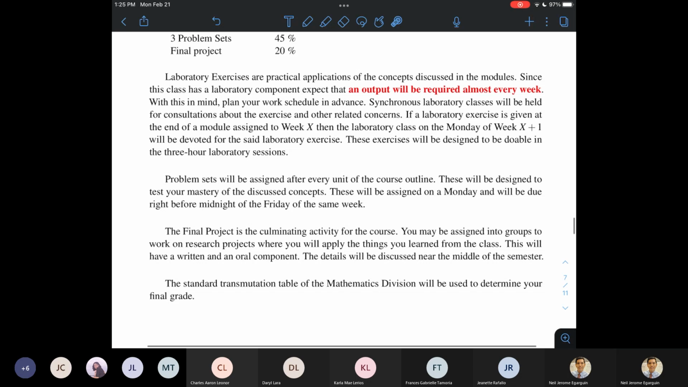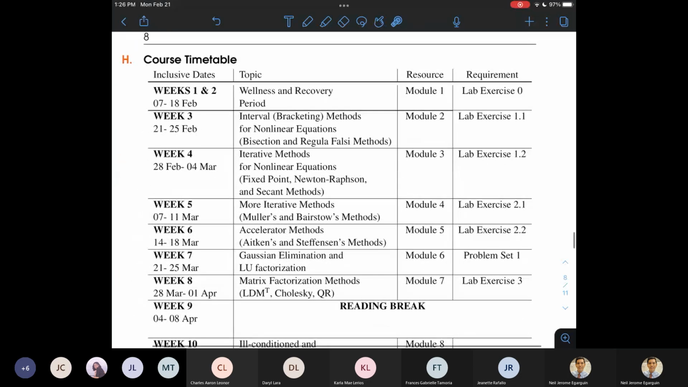What else? All right, here's the class timetable. You can see here what will happen. For example, for week number 3, we are here. On the 21st to 25th of February, we are supposed to tackle these topics, the bisection and regula falsi methods. They are in module 2. Those two topics will be covered in Lab Exer 1.1. Since we are discussing the lab exercise now, the coverage of Lab Exer 1.1 will be due on February 28th. That's week X plus 1.